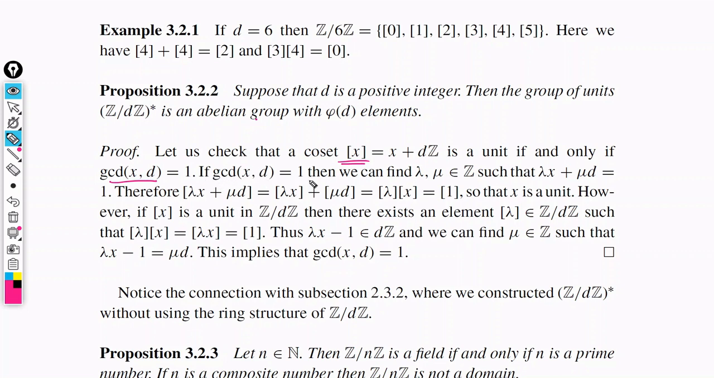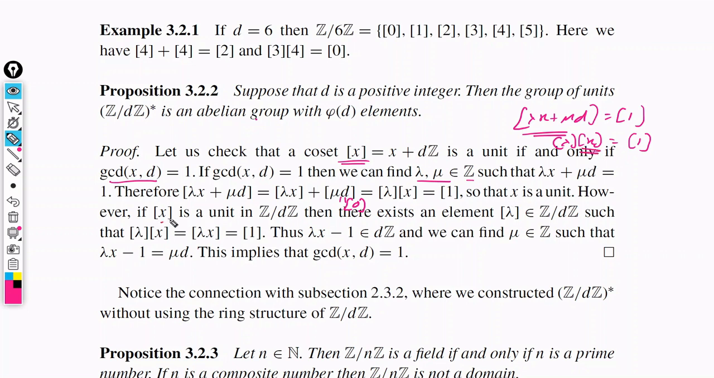Suppose GCD of X and D equals 1. Then by the extended Euclidean algorithm, there exist lambda and mu belonging to Z such that lambda X plus mu D equals 1. So the corresponding cosets are the same. The coset of lambda X plus mu D equals coset 1. Decompose the left side using our coset addition. So this becomes coset lambda X plus coset mu D, and again using our coset multiplication, coset lambda X becomes coset lambda times coset X. Here mu D is a multiple of D, so this coset is exactly the coset 0. So the LHS becomes coset lambda times coset X, which is equal to coset 1. So we can say that X is a unit.